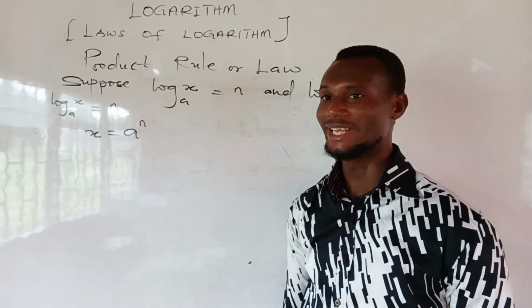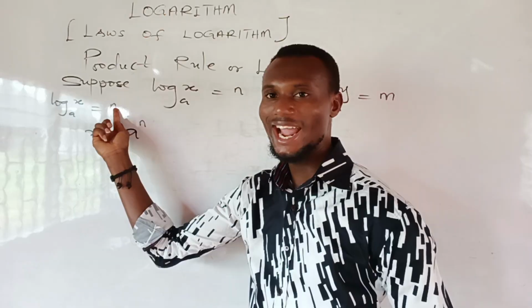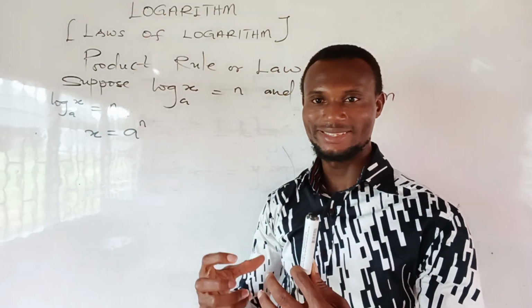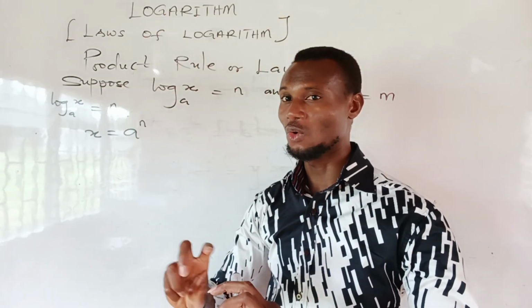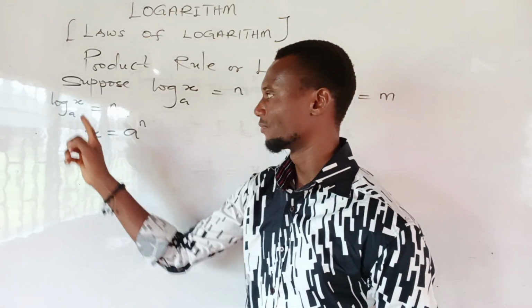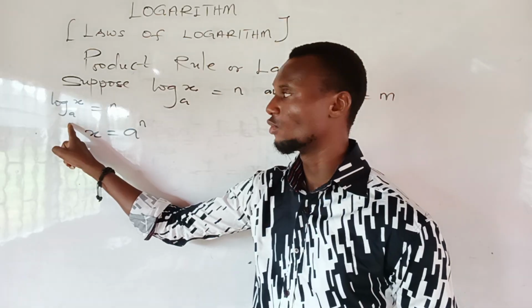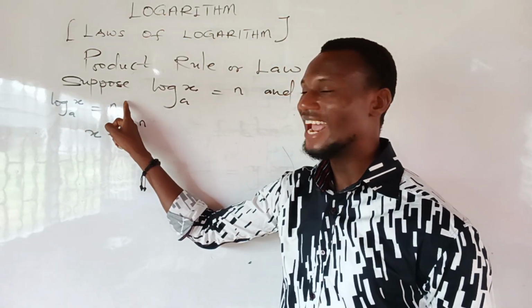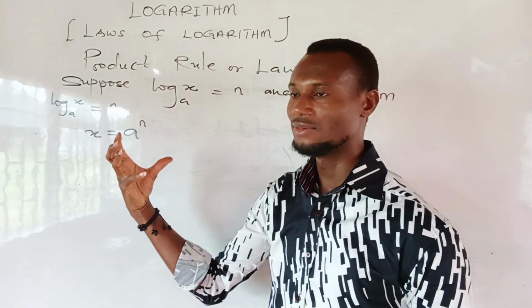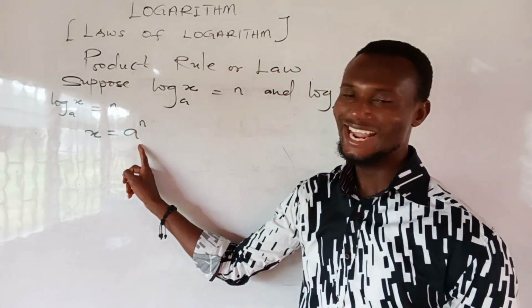Let me go over one more time. I have log s to the base a equals n, and I want to write it in a form that does not contain any more log. So how do we do that? Just maintain your s, which is here, and the base, which is a, will come and carry the n as a power. So we are going to have s equals a to the power n, and that's what I've written here.